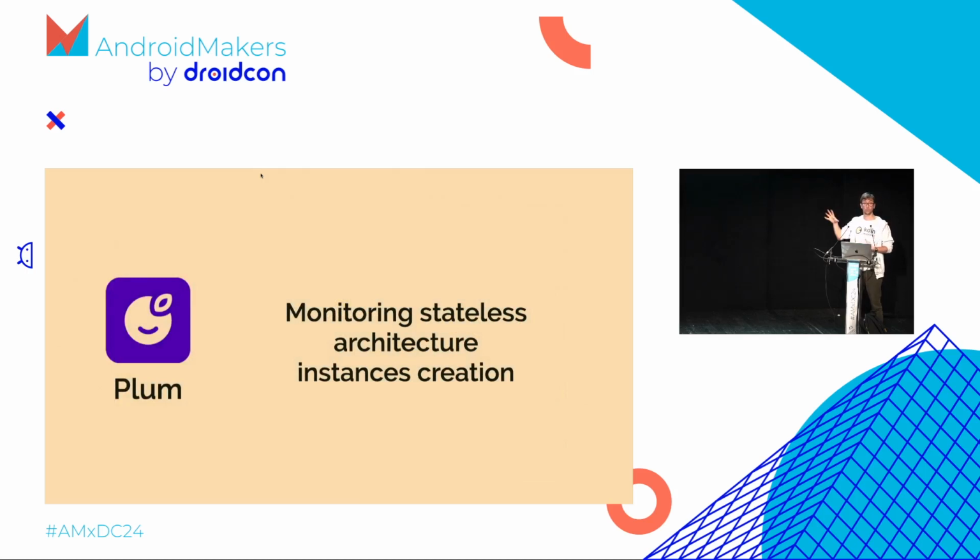A few customers that are working with us currently, Plum, for example, this is a financial application, and they have a stateless architecture. That's interesting because with our platform we can monitor how many instances they are creating and what's the velocity of the screens and how many things they are creating. What is the cost of their stateless creation?